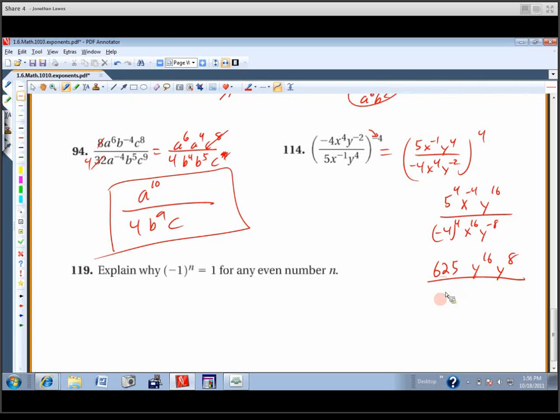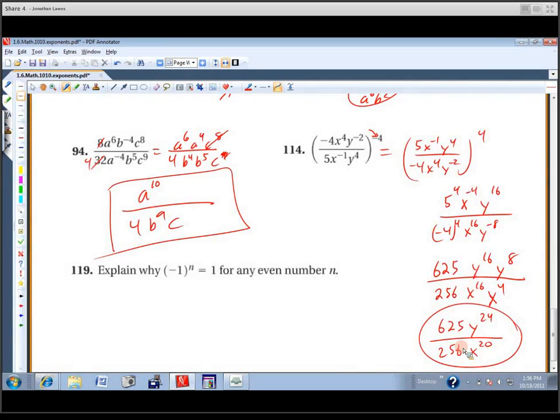I like the y to the 16th. I'm going to move the other one on the top. 4 to the 4th is 256, and it is positive because we've got a negative times a negative times a negative. 4 negatives make a positive. And then I have x to the 16th and x to the 4th when I move that one down on the bottom. So 625, y to the 24th, over 256, x to the 20th, and there we go. Can't cancel anything, that's for sure.